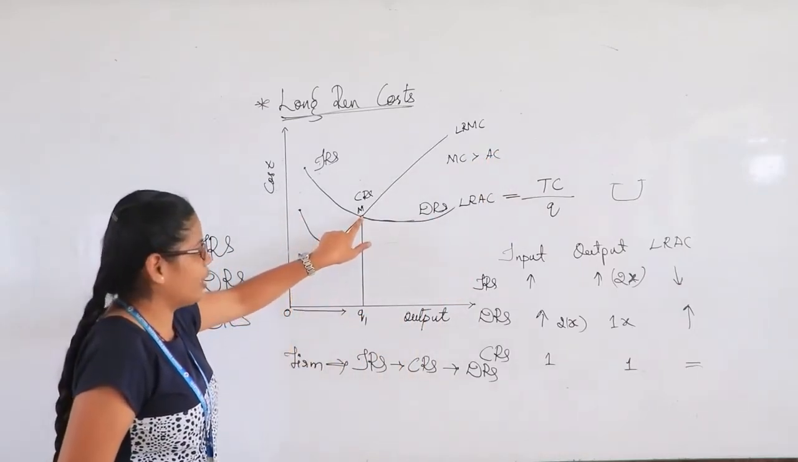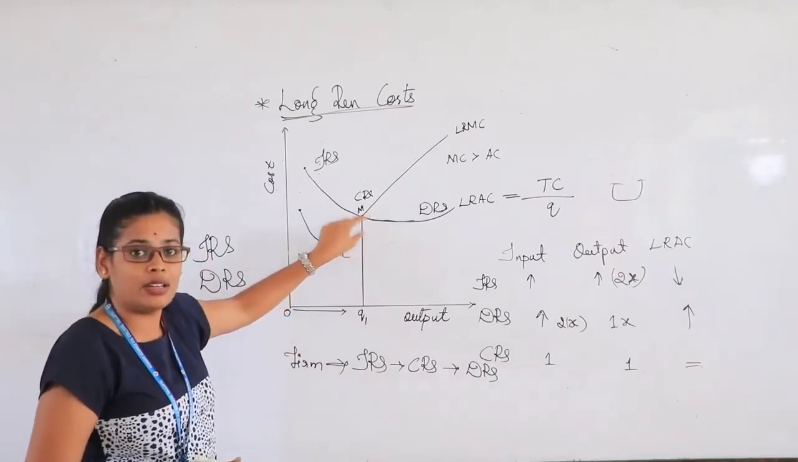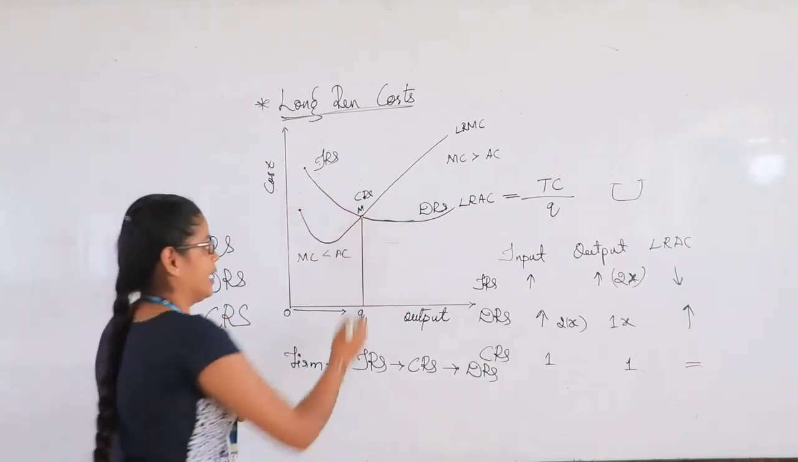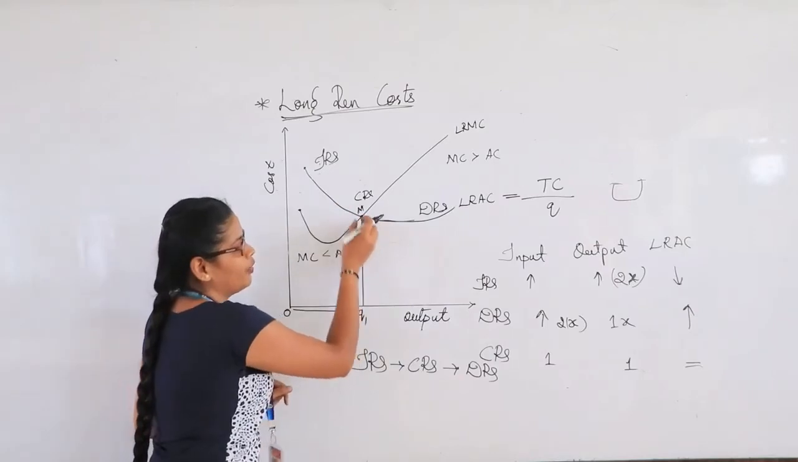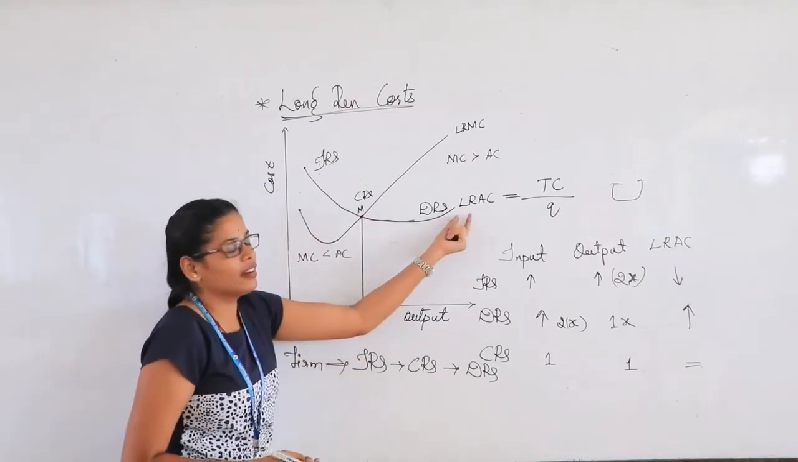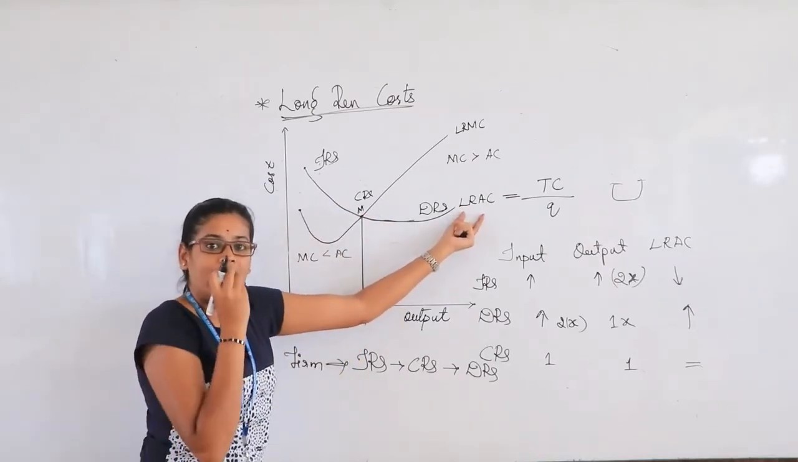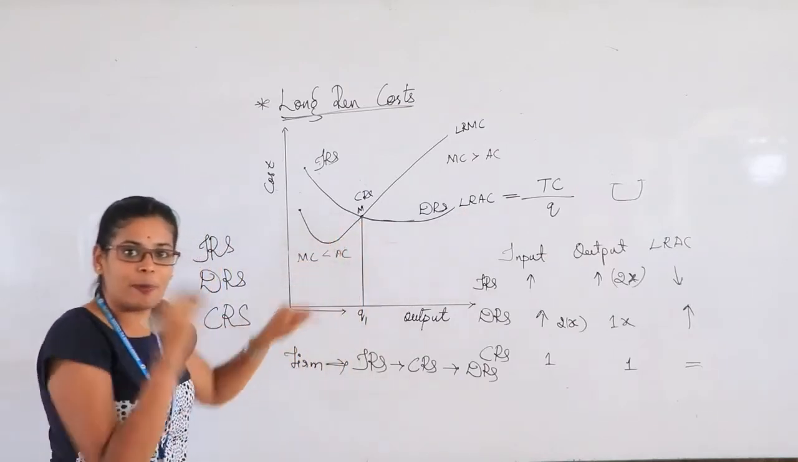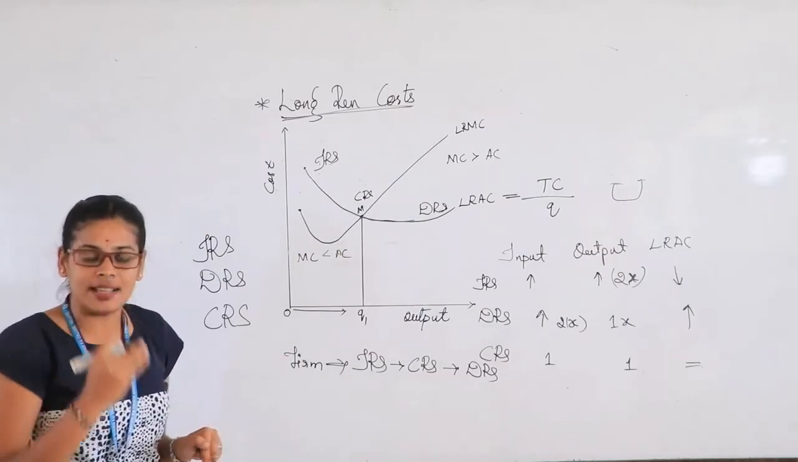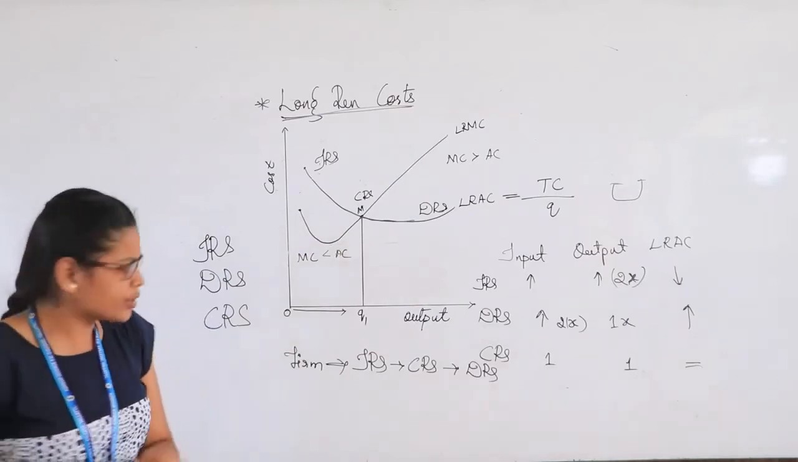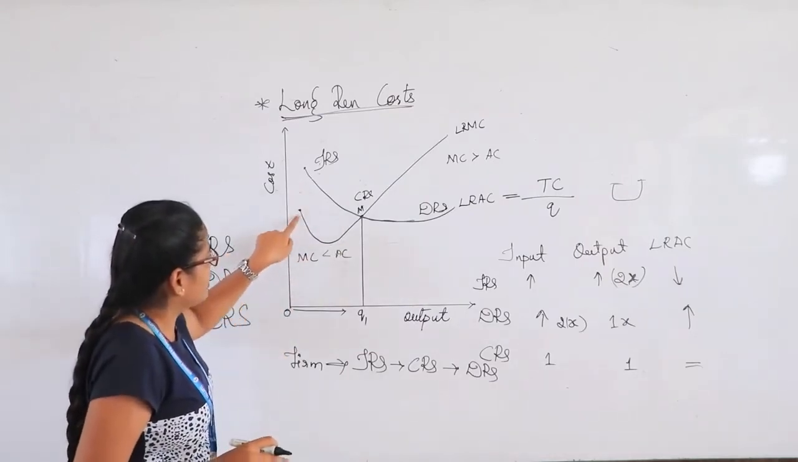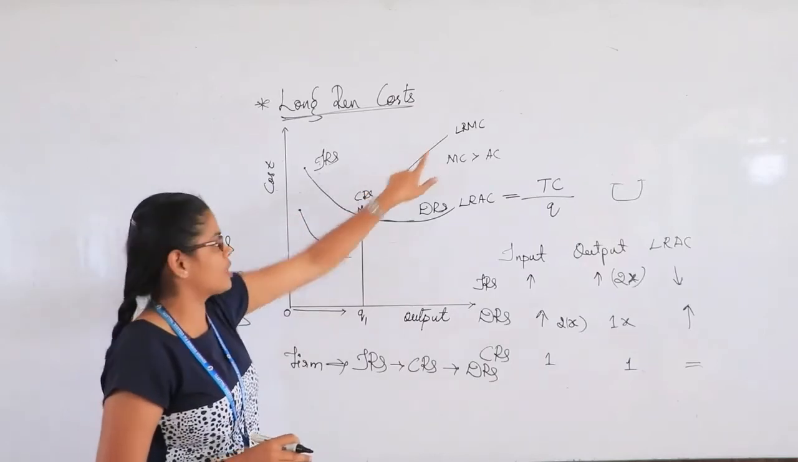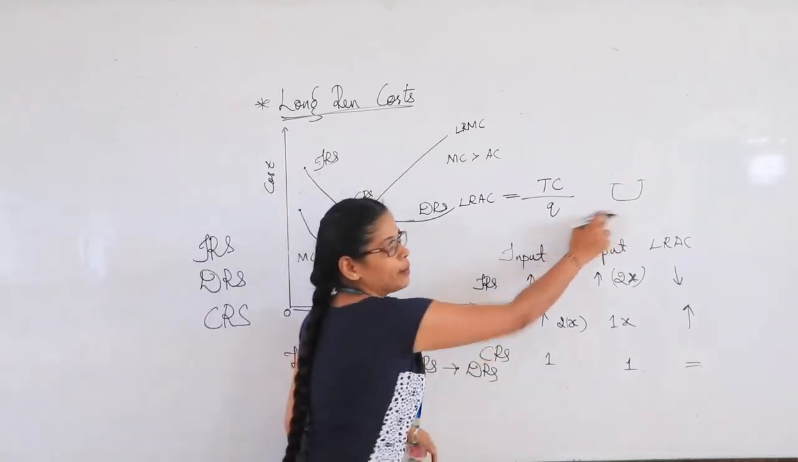So this is the point wherein it tells us about the constant returns to scale. This is what we define as the long run average cost at point M reaching its minimum. After this point it doesn't fall, it starts rising. So that's the reason you can see that the long run marginal cost is also U-shaped.